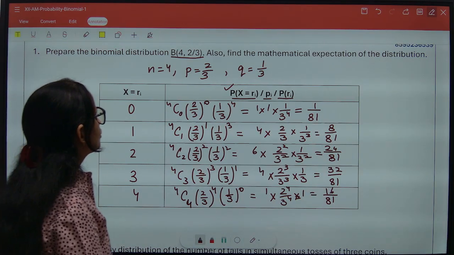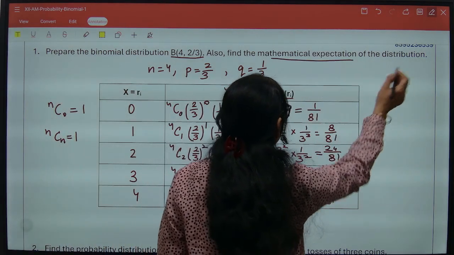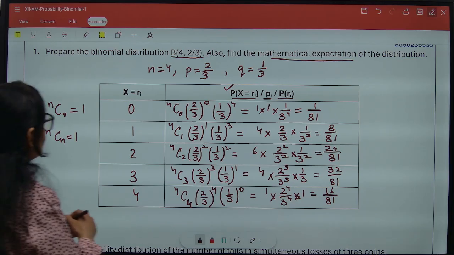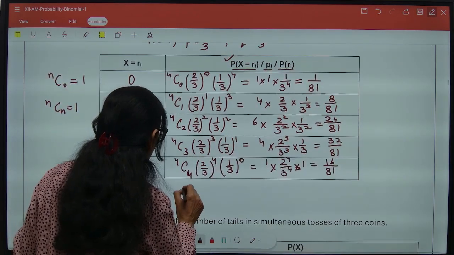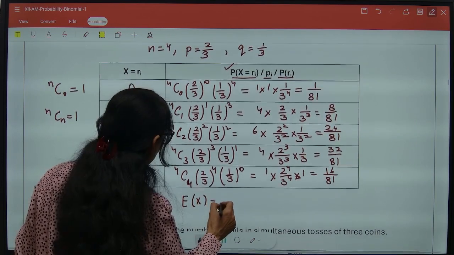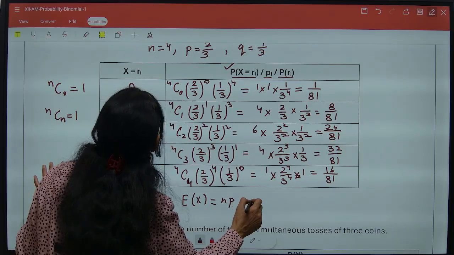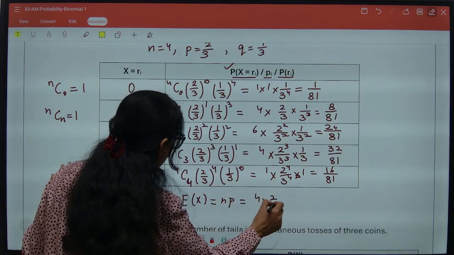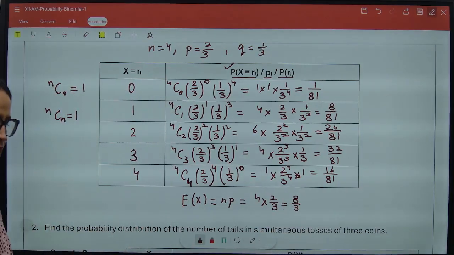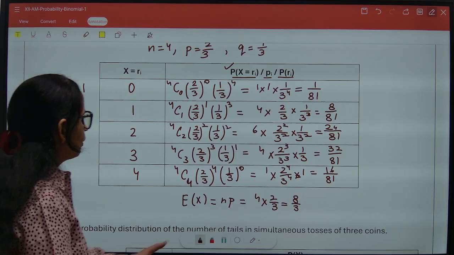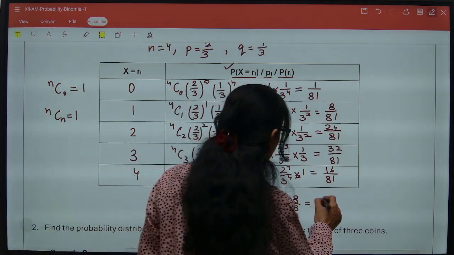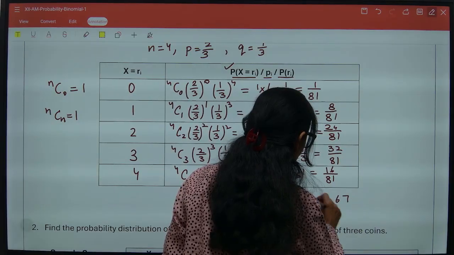Now the question also asks you to find the mathematical expectation of the distribution. For this you don't really need the distribution, you just need to multiply. What is the expectation here? The expectation is n into P. So it is 4 into 2 by 3 and that becomes 8 by 3. Here, if you want you can leave it as a fraction or you can convert it into a decimal number. So it is going to be 2.67.